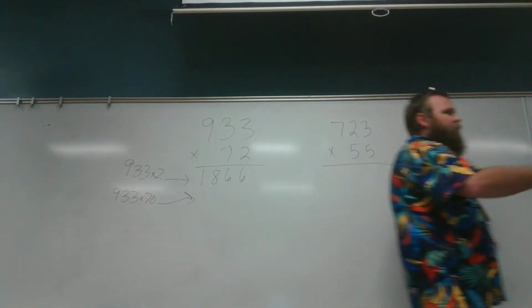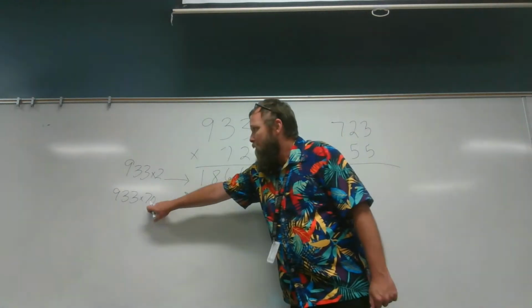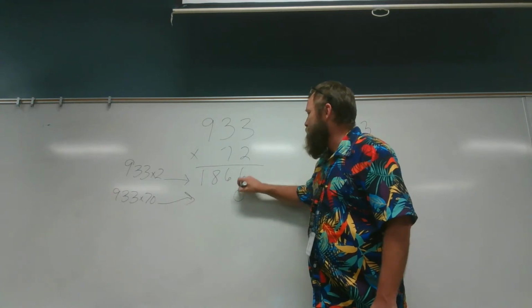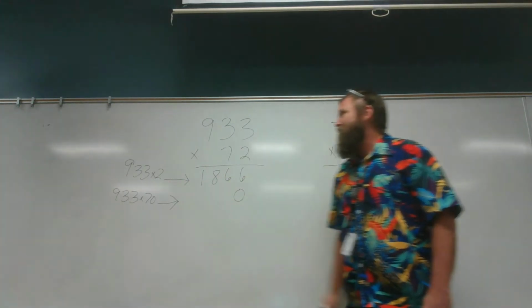If I have a 0 in the ones place and I'm multiplying, all I have to do is put my 0 in the ones place and then multiply my 933 times 7.